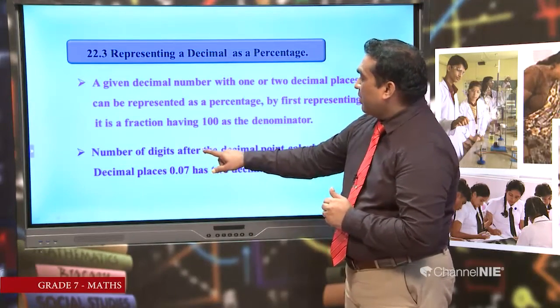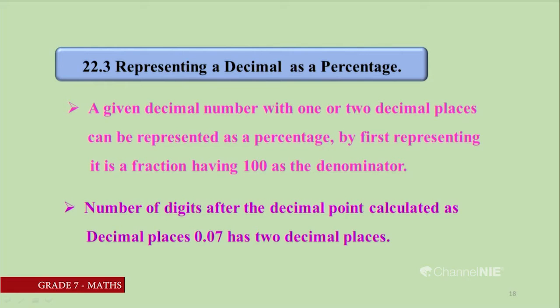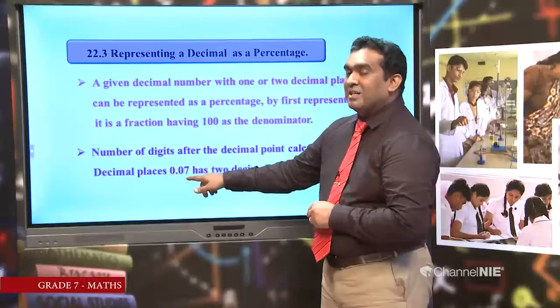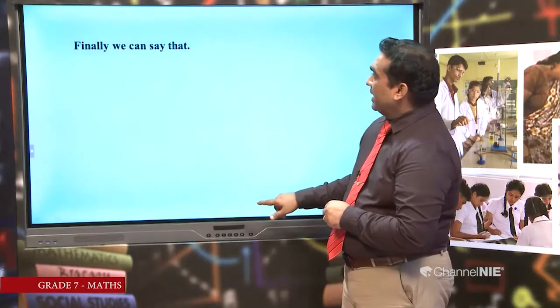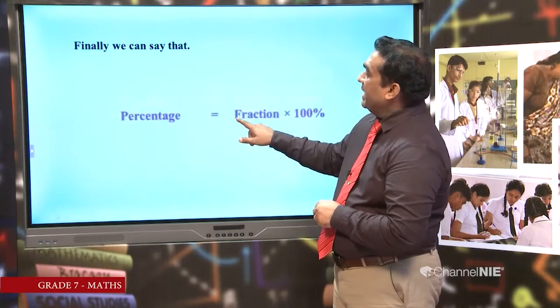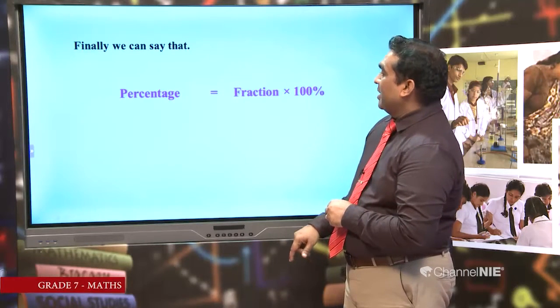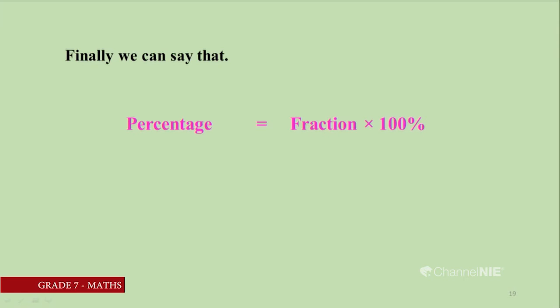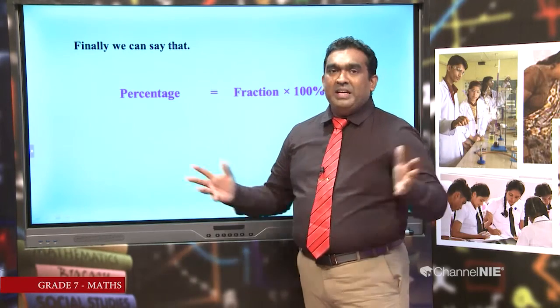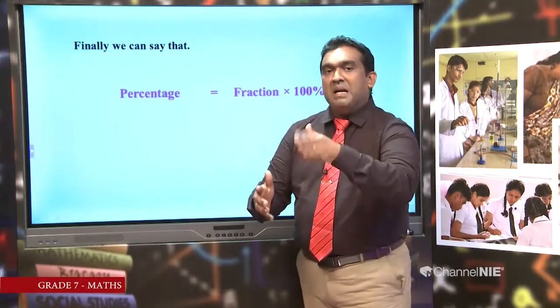Now, the number of digits after the decimal point is calculated as decimal places. 0.07 has 2 decimal places, because after the decimal point there are 2 digits, therefore this decimal number contains 2 decimal places. Next one, finally we can say that percentage equals a fraction multiplied by 100. How to get a percentage? The given fraction should be multiplied by 100. Very easy now. You have a fraction, multiply it by 100.